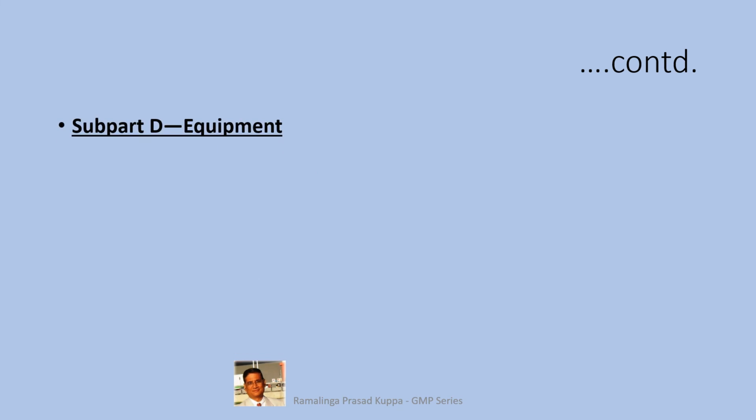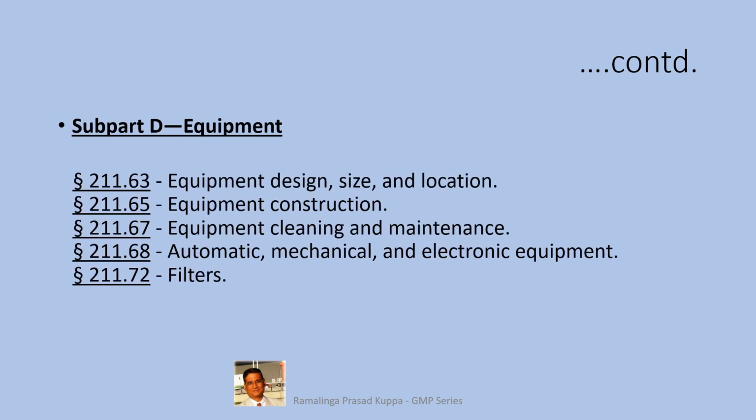In subpart D, equipment, 211.63 is about equipment design, size and location. 65 is about equipment construction. 67 is about equipment cleaning and maintenance. 68 is automatic, mechanical and electronic equipment. 72 is about filters.